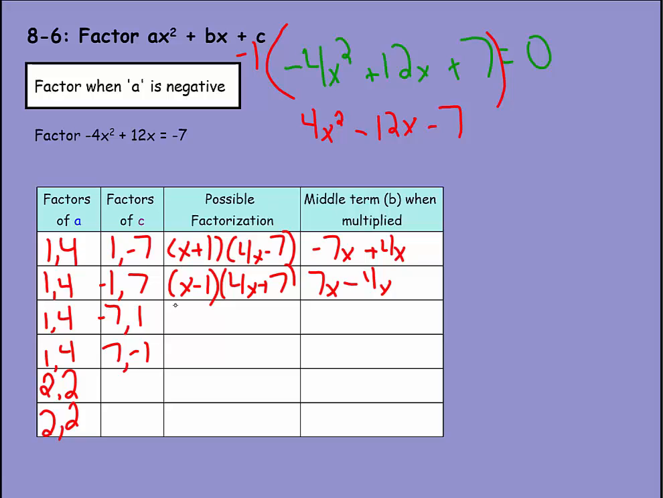Now I have x minus 7 and 4x plus 1. This is going to give me 1x minus 28x. That's going to be negative 27x, which is not the case. This one's going to give me x plus 7, and then 4x minus 1.